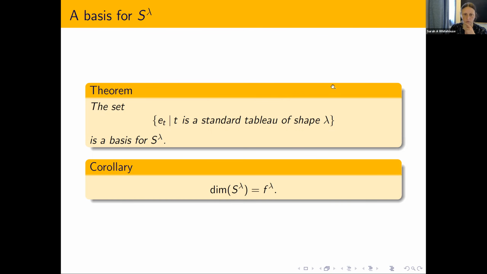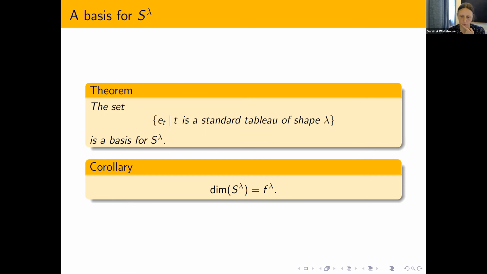Okay, so at least I've tried to tell the story of one reason why the F lambdas, the number of standard tableaux, is important. And what I said at the beginning of this lecture was, well, it's important because it's the dimension of some irreducible representation of the symmetric group. And that's kind of where we've got to here.